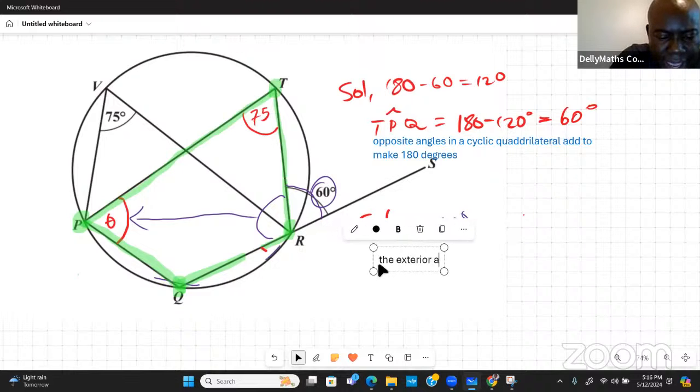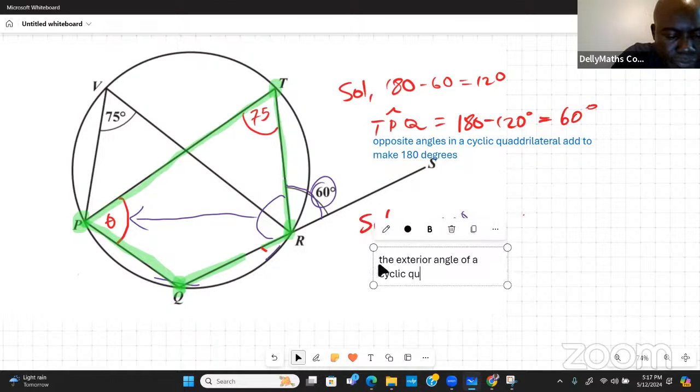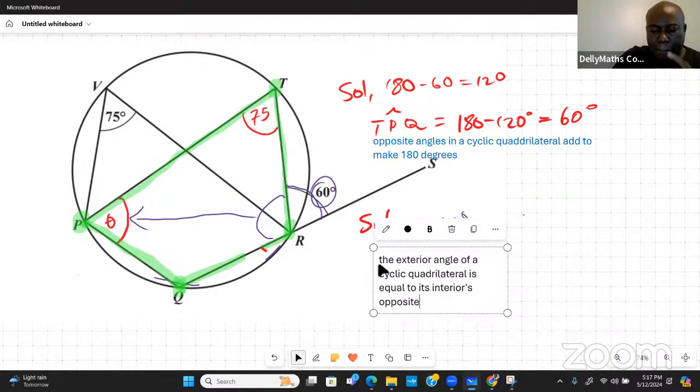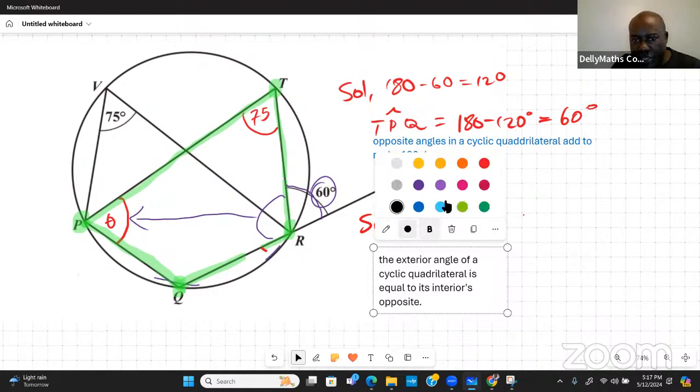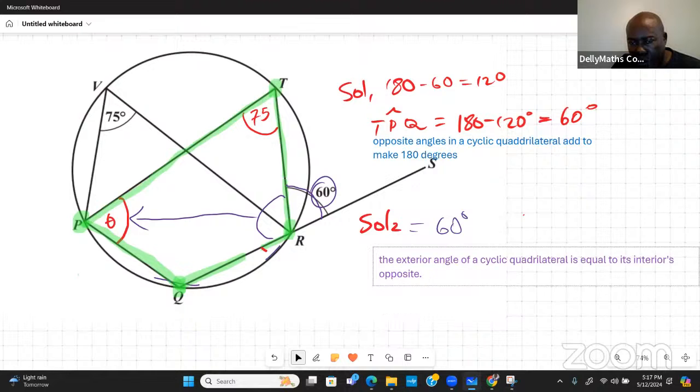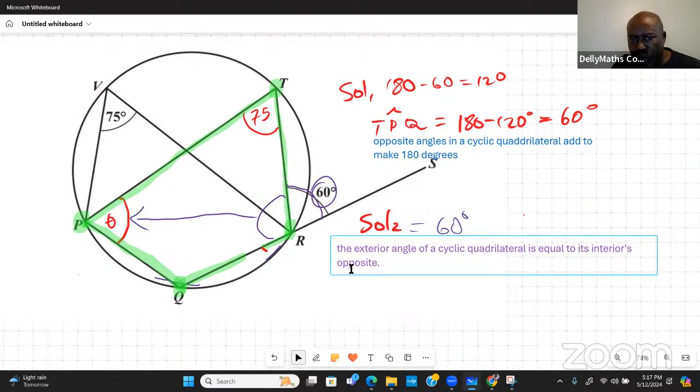I have to say this: the exterior angle of a cyclic quadrilateral is equal to its interior opposite. Yep. So with that said, you can see why we could just call it 60 with this reason though.